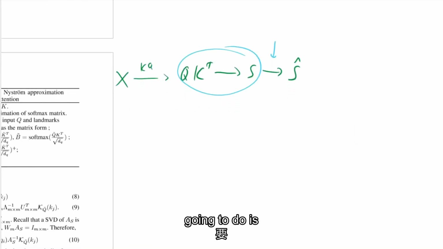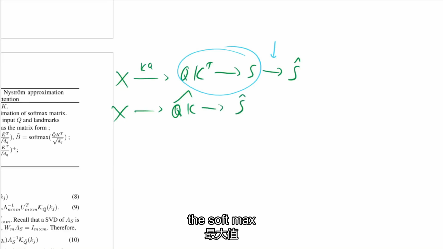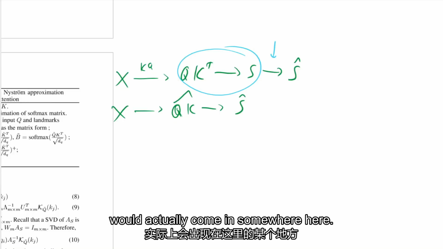What they're going to do is simply, they're going to say, well, can't we first approximate sort of the queries and keys? I'm just going to make it like this. Can we just approximate this somehow and then from that calculate the softmax approximation? And the Nyström method would actually come in somewhere here.